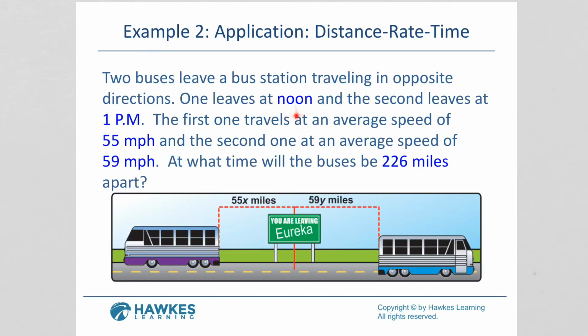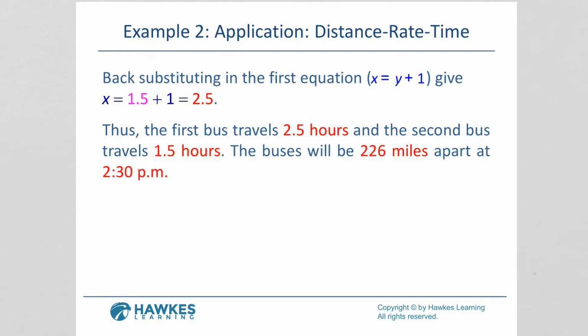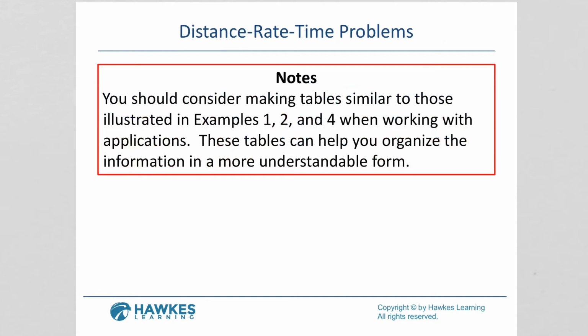Again, we'll know that one bus leaves at noon, the other bus leaves at 1. So if the first bus is traveling 2.5 hours, that's the bus that left at noon, so that would be 2:30. That's how they're coming up with the 2:30 p.m. You should consider making tables similar to the ones that we illustrated in these examples when you're working with application. Those tables can help you organize your information and keep things organized.